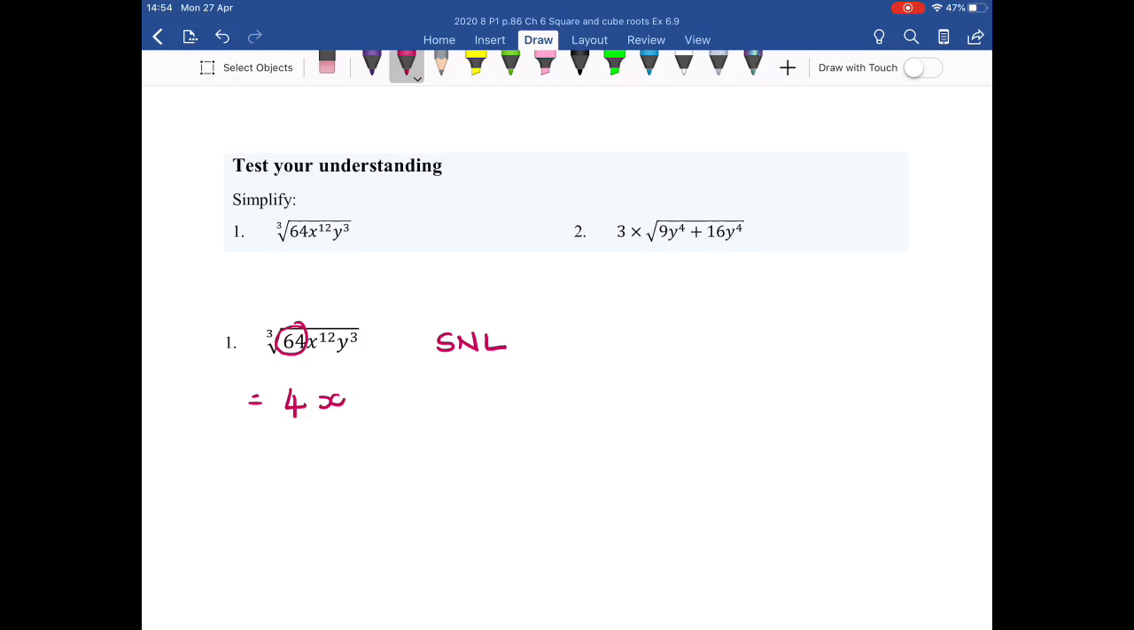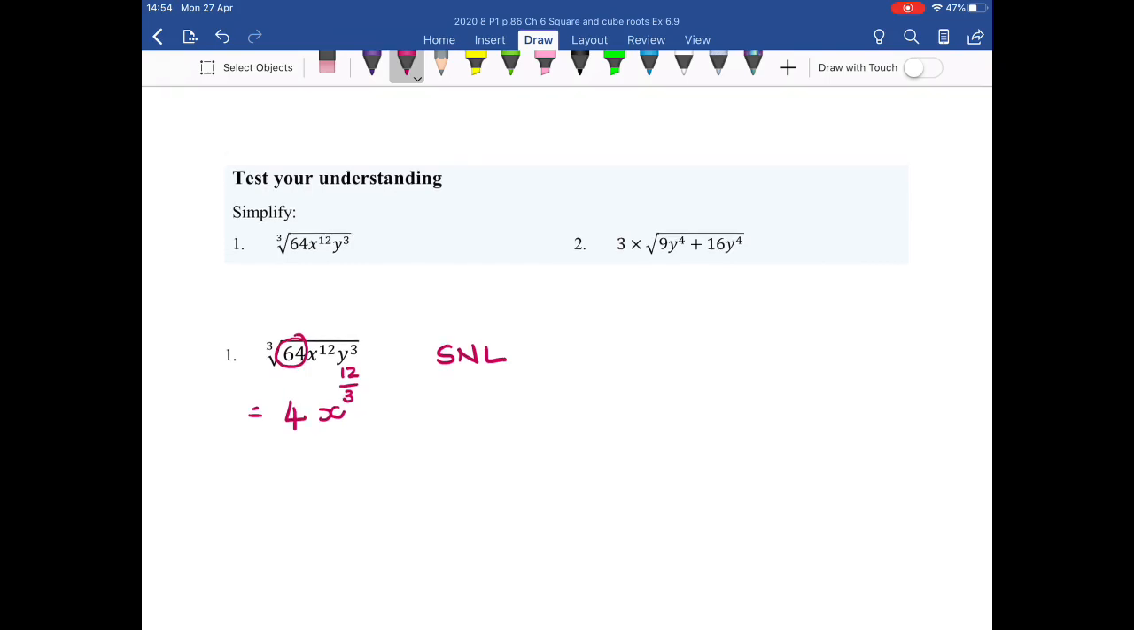I will write down my base and I will divide exponents. 12 divided by 3 will give me 4. So that's 4x to the 4. I write down my base, y cubed, and I divide exponents. This is the cube root, so I divide by 3, and this will give me 1, so that is y to the 1, or just y. So that equals 4x to the 4y.